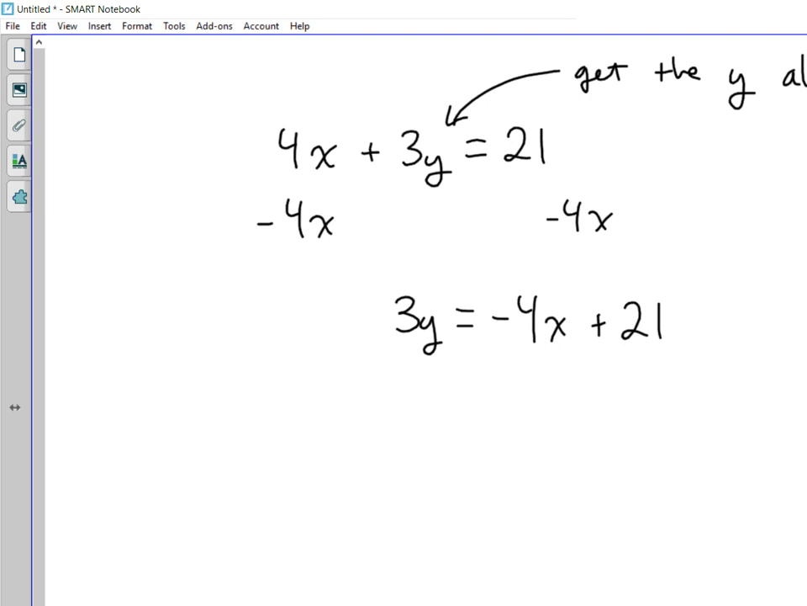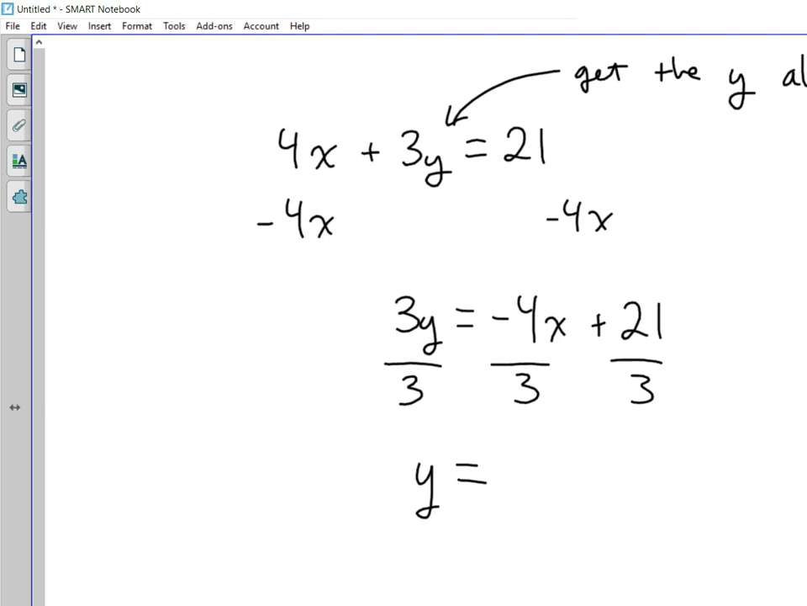Now, what's the next thing I have to do in order to get y? What's still there that's got to go? The 3. The 3's got to go. What's the 3 doing? Is it adding, subtracting, multiplying, or dividing? The 3 is multiplying. So what's the opposite of multiplication? Division. So that's what we're going to do to get rid of it. Now, 3 divided by 3 is 1. And what's 1y? Just plain old y, right? I don't need to write 1y, do I? No, that's kind of extra and unnecessary.